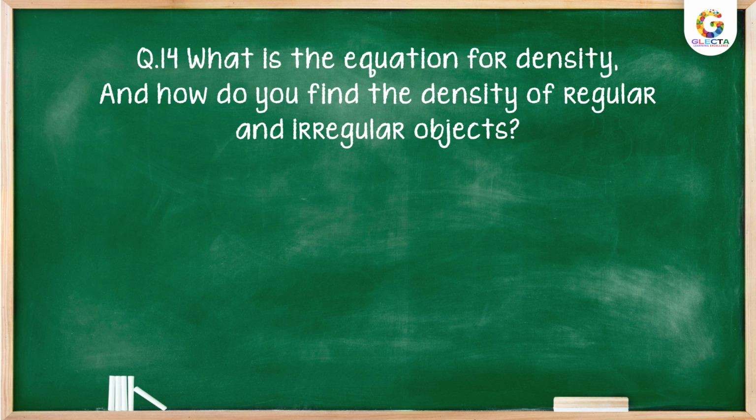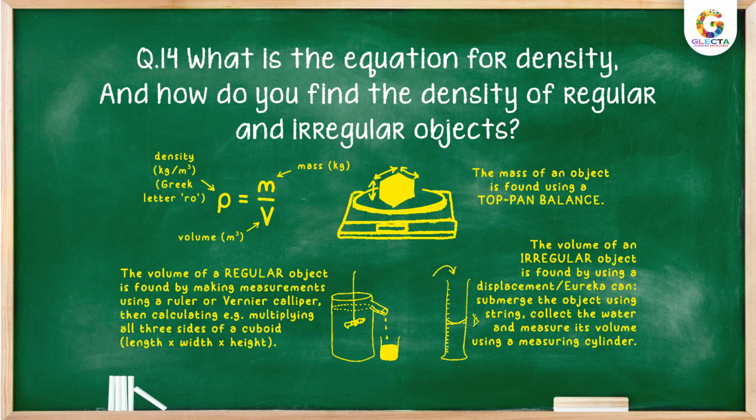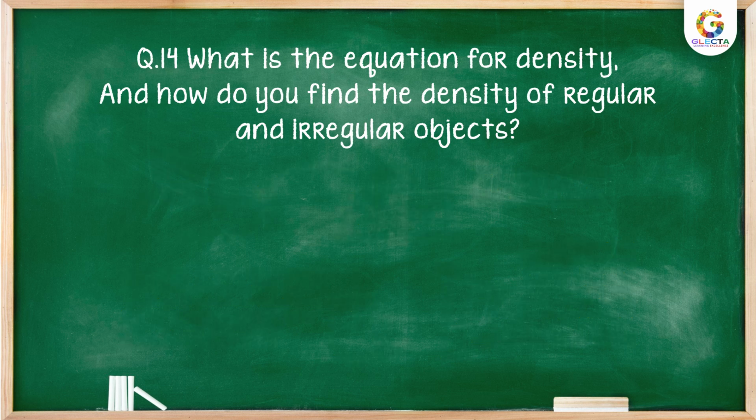Question 14. How do you find the density of regular and irregular objects? The equation for density is mass divided by volume. You get the mass by using a top pan balance. For a regular object, that's an object for which the volume can be calculated, say, a cuboid, you measure all three sides using a ruler or a vernier caliper. Then multiply all three sides together to get the volume. For an irregular object, say, a chess piece, you submerge the object in a displacement or eureka can. You collect the water, then put that into a measuring cylinder to find the volume.